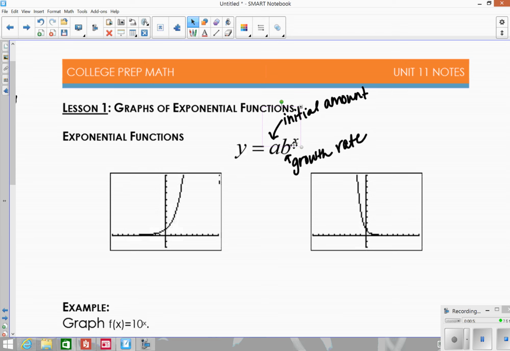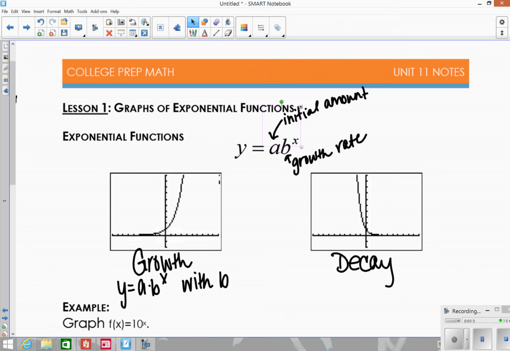So looking at the graphs, we have two different types. We have an exponential growth and then an exponential decay. So this graph here is an exponential growth, where this one is going to be a decay. And the difference is, if you think about growing, you're going up as you move left to right. Decay, you're decreasing as you move left to right. The difference in the equation is, whenever I have y equals a times b to the x, for growth, b has to be a number bigger than 1. So if it's growing, the growth rate will be bigger than 1.